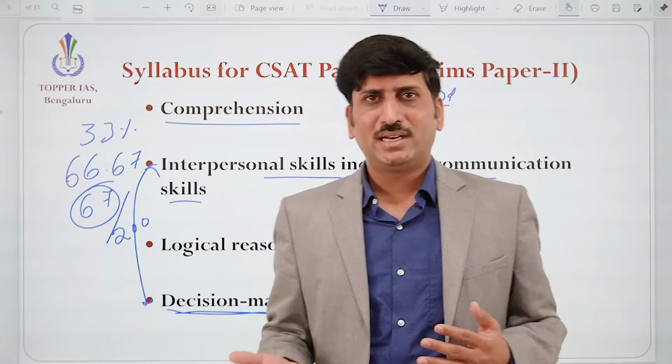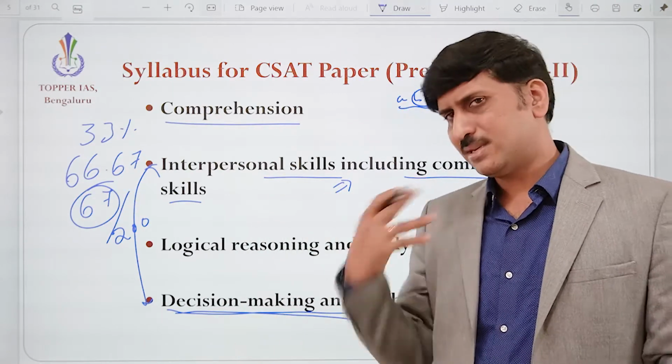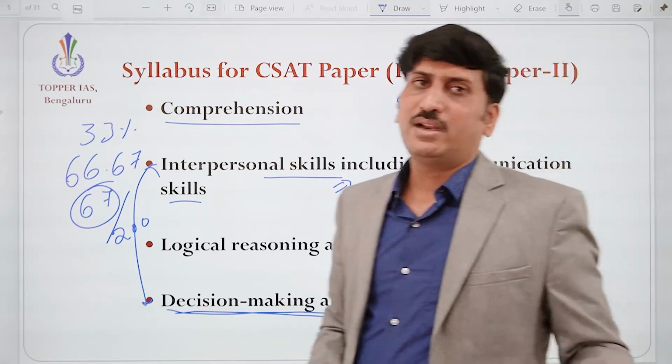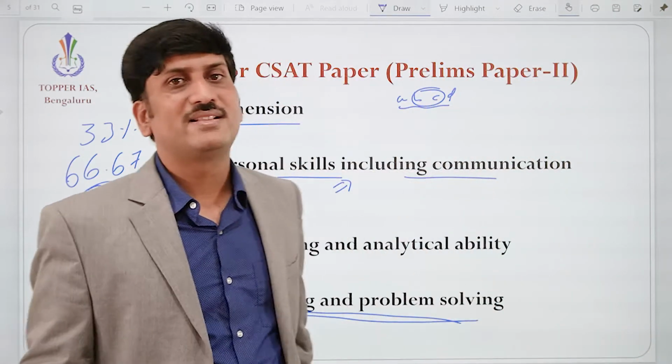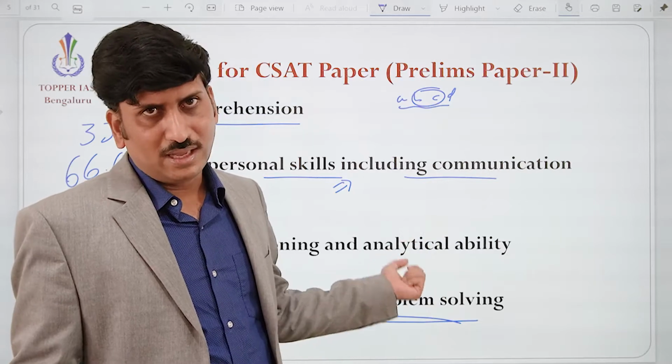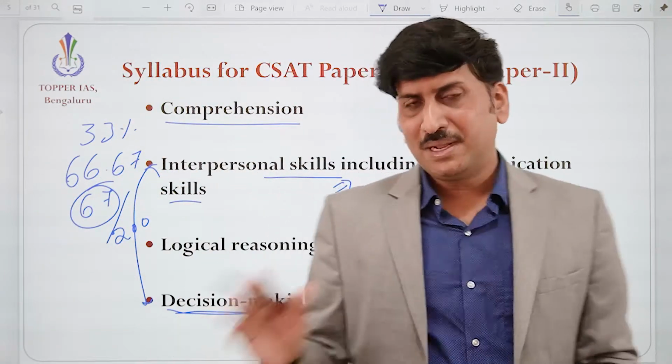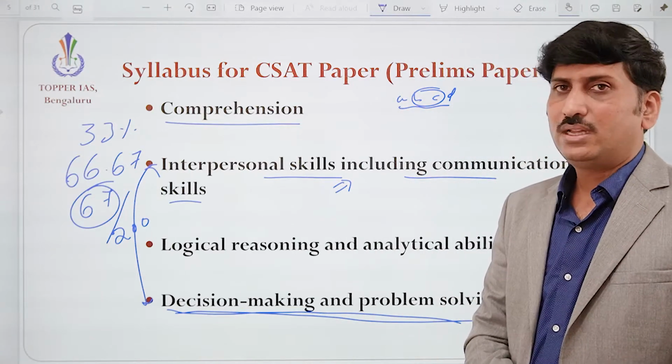Both can be correct. It cannot be said that this is correct and that is not; it is based upon the situation. You need to take the decision. So these are the decision making and problem solving skills they are going to test through such examples. Please make sure you understand that.